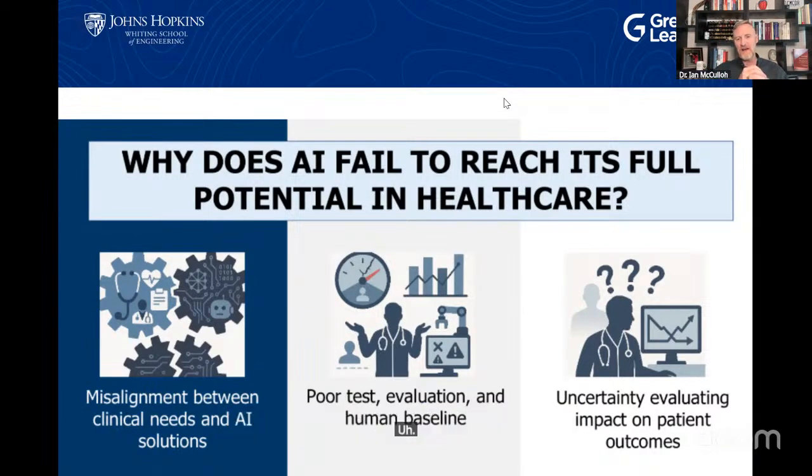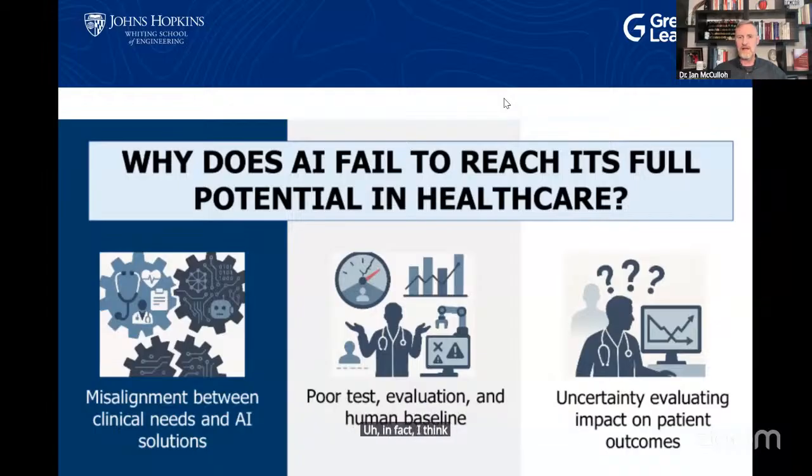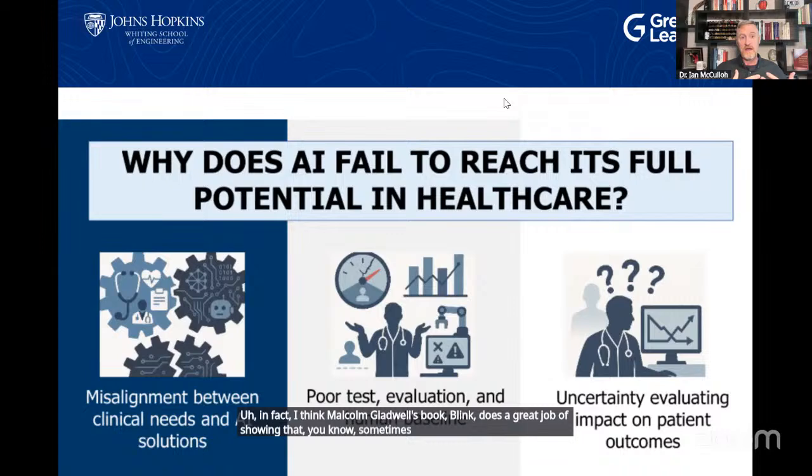The second area that we find is problematic is poor test evaluation and a human baseline. And so a lot of times people substitute empirical data analysis for rigorous scientific trials. And because there's numbers and maybe there's some data, and because it's a little foreign, they think, oh, that's hard, that's rigorous, but it's not. In fact, I think Malcolm Gladwell's book Blink does a great job of showing that sometimes experience and intuition is better than data analysis on a lot of applications.